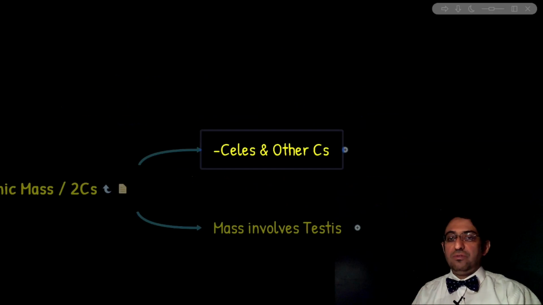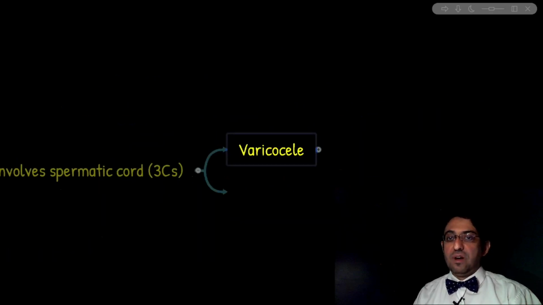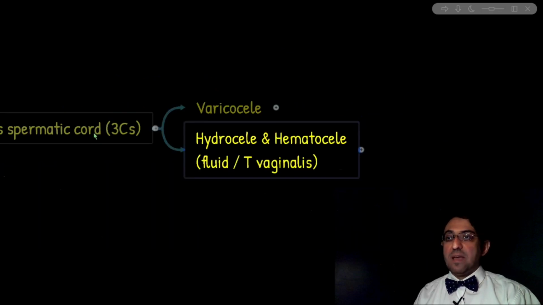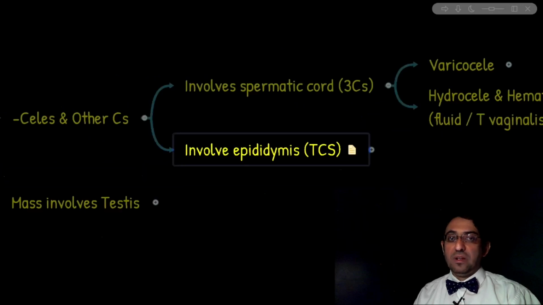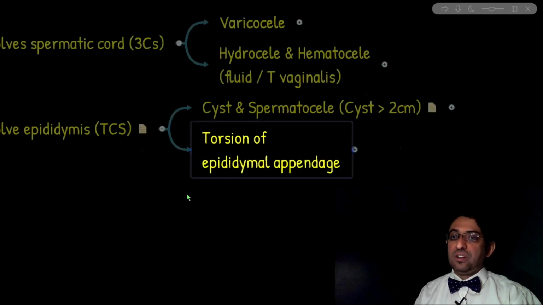Well, in addition to the testicular masses that we will discuss in the neoplastic episode, we have the masses that arise from the spermatic cord and then the masses that arise from the epididymis. What are the masses that originate from the spermatic cord? They include varicocele, hydrocele, and hematocele. Now, what are the masses that originate from the epididymis? They include epididymal cyst, spermatocele, and torsion of the epididymal appendage.